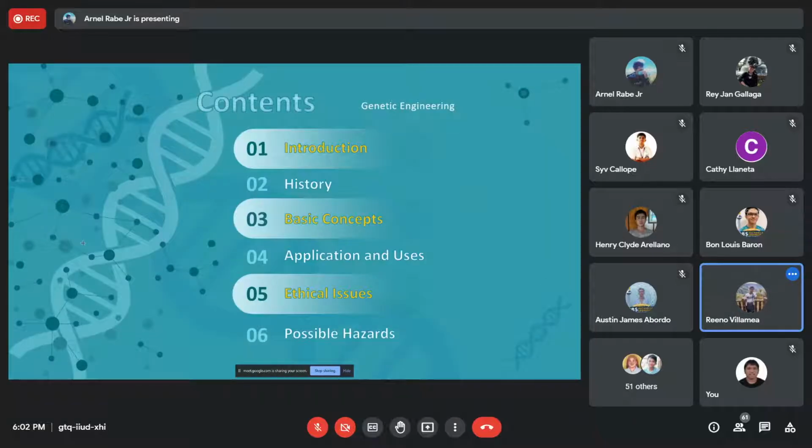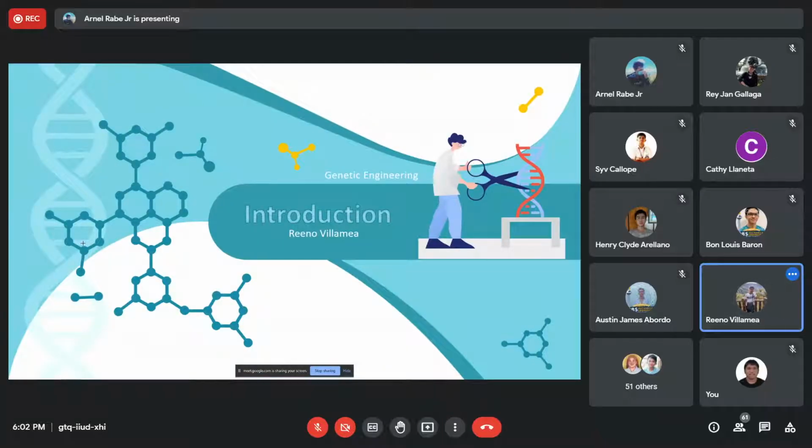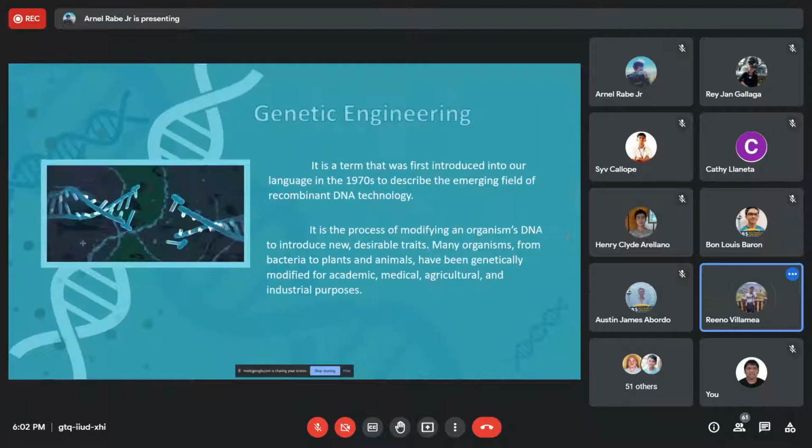So for the contents of our report, the first part is the introduction, and the second part is about the history. Next is the basic concepts, the application and uses, ethical issues, and lastly, possible hazards. Again, I am Rino Villamea from Block B, and let's talk about genetic engineering.